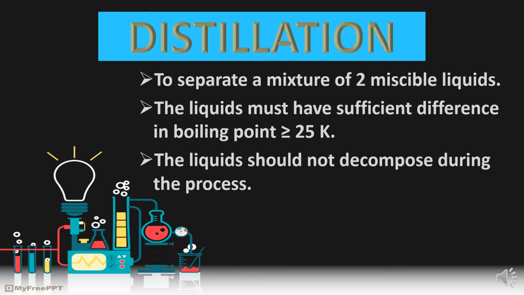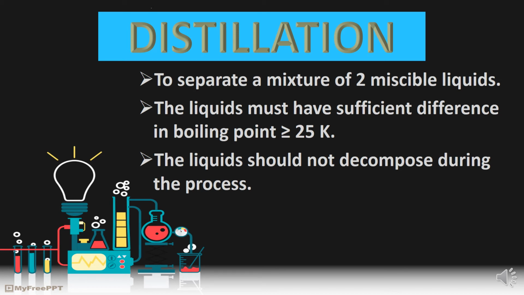Actually, each liquid has a fixed boiling point, and if two or more liquids are mixed in a mixture and they have a sufficient difference in boiling points, then they will boil separately. When we start heating this kind of mixture, first the liquid with the lower boiling point will start boiling and we can separate it out.